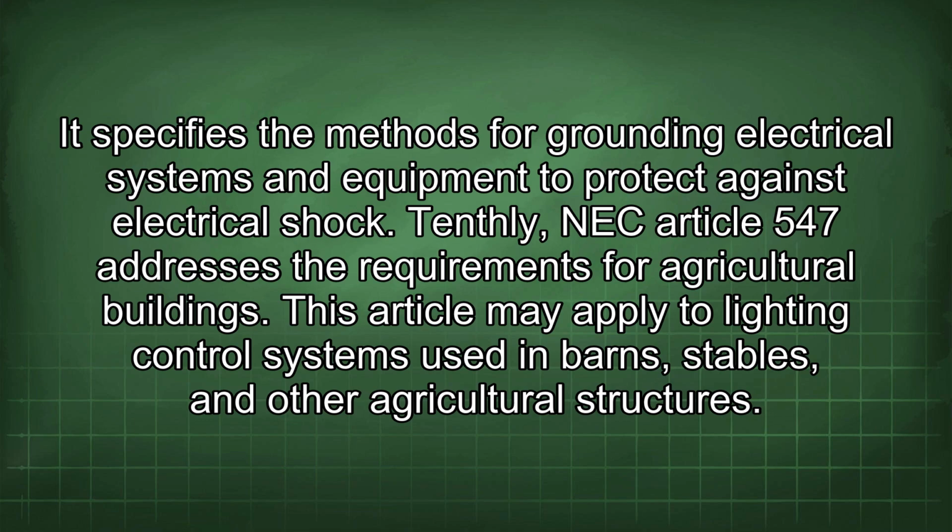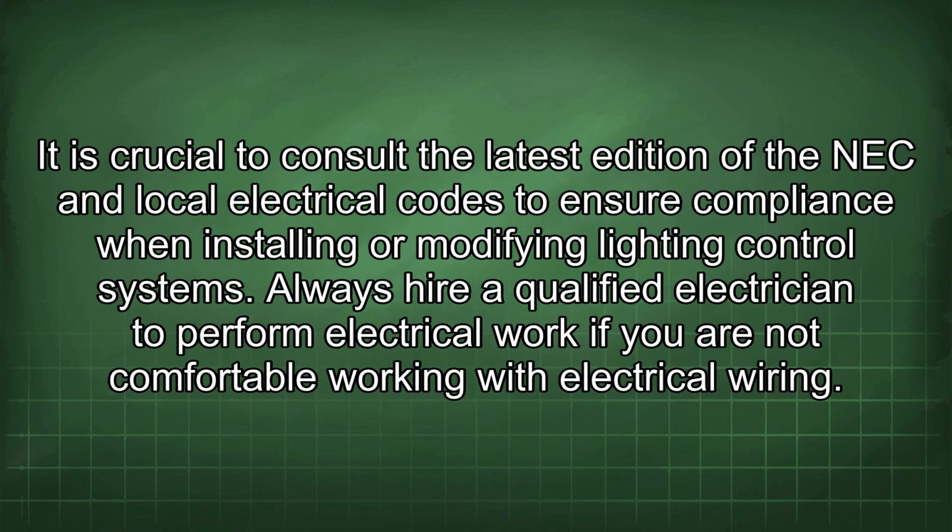Tenthly, NEC Article 547 addresses the requirements for agricultural buildings. This article may apply to light and control systems used in barns, stables, and other agricultural structures. It is crucial to consult the latest edition of the NEC and local electrical codes to ensure compliance when installing or modifying lighting control systems. Always hire a qualified electrician to perform electrical work if you are not comfortable working with electrical wiring.